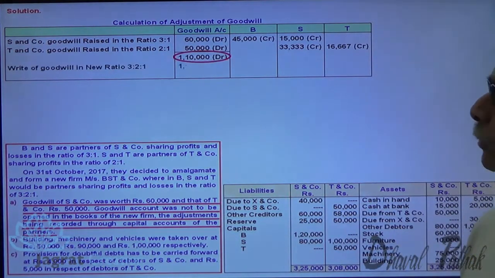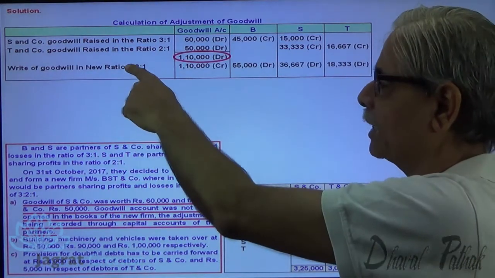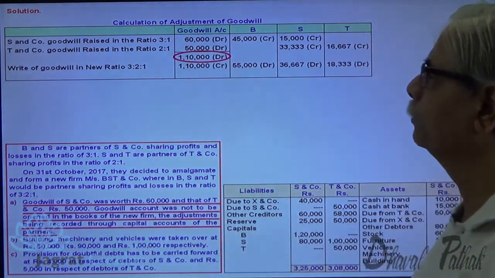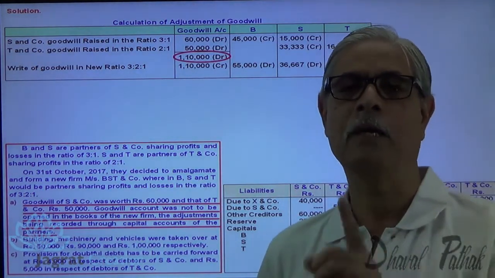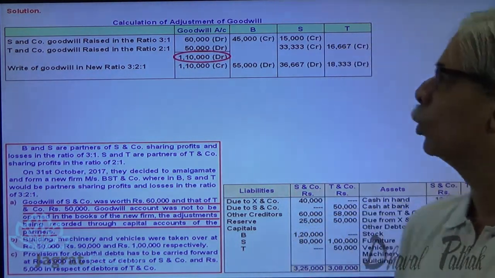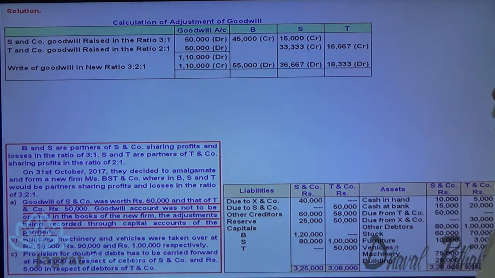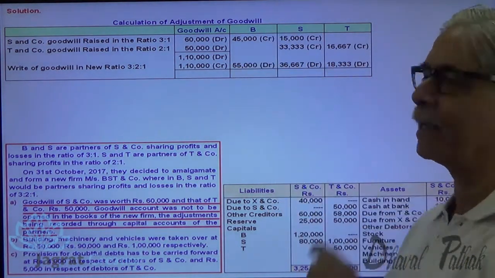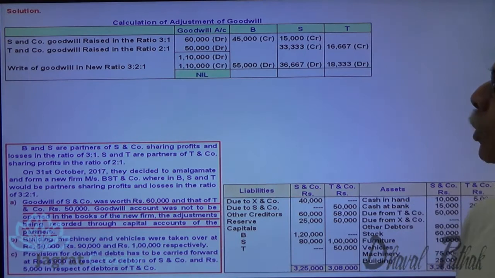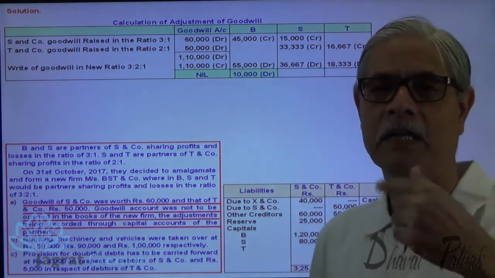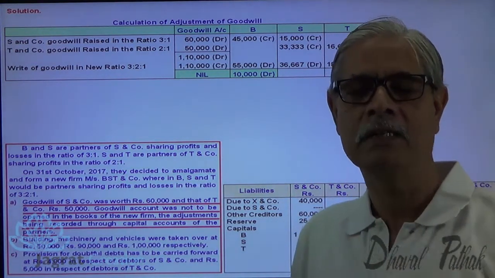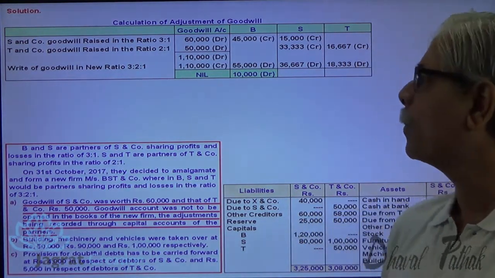So write off goodwill in the new profit sharing ratio, that is 3:2:1. So 1,10,000 written off in the ratio of 3:2:1. Now find out the net effect of these goodwill entries. So 45,000 credit, 55,000 debit, so 10,000 debit. So capital account of B will be debited with 10,000, goodwill debited and credited, goodwill written off. So no balance of goodwill is left to be shown in the balance sheet.